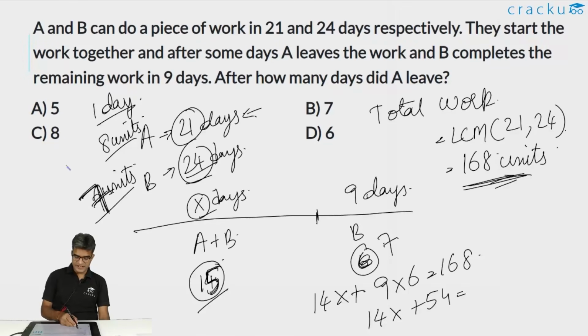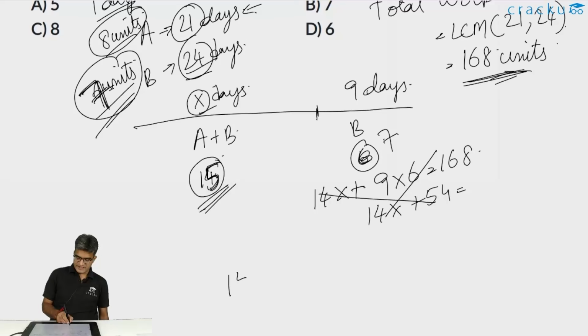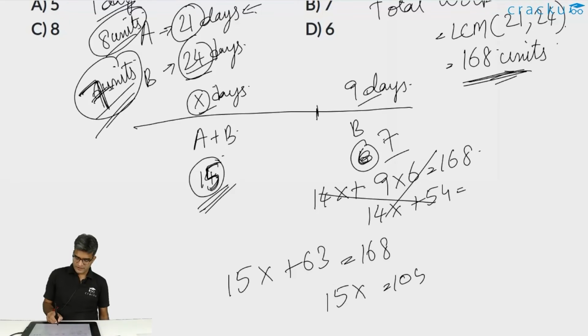If A and B are working, A does 8 units, B does 7 units. So A plus B is 15 units. If B alone is working, he does 7 units. So the total work done by them will be 15x plus 63, which is 9 into 7, is equal to 168. Or 15x is equal to 105, or the value of x is 7 days. So both of them work together for 7 days, which is option B.